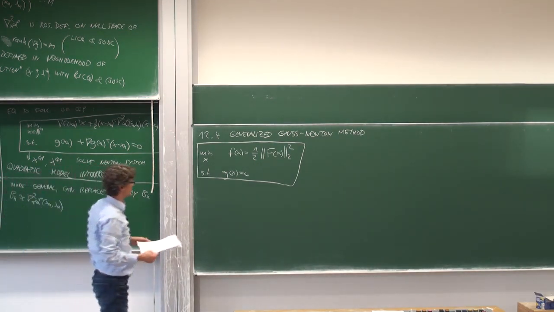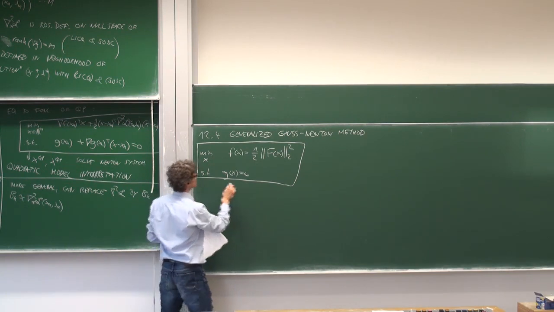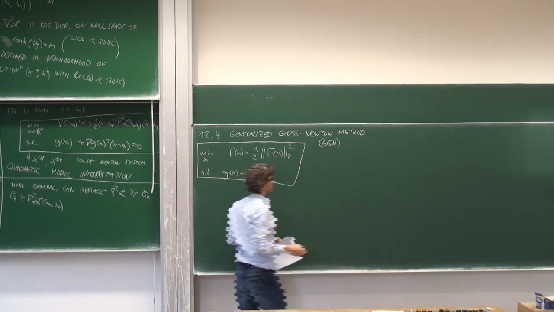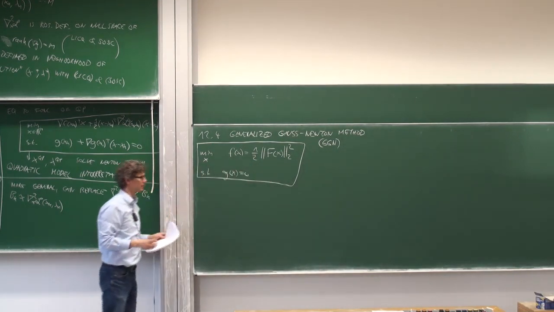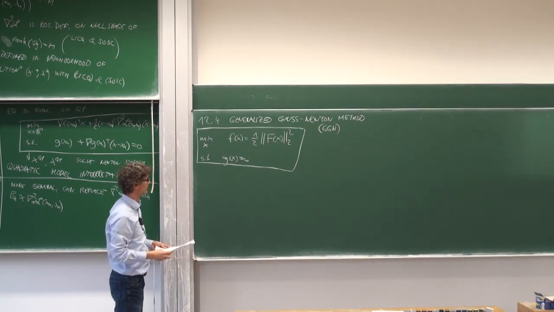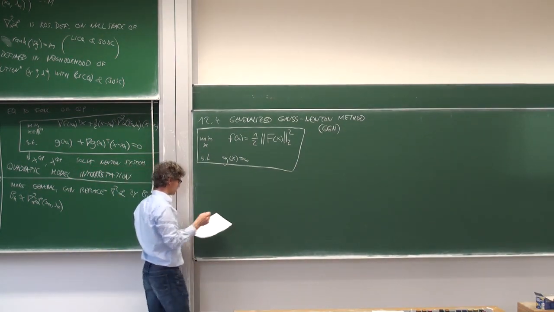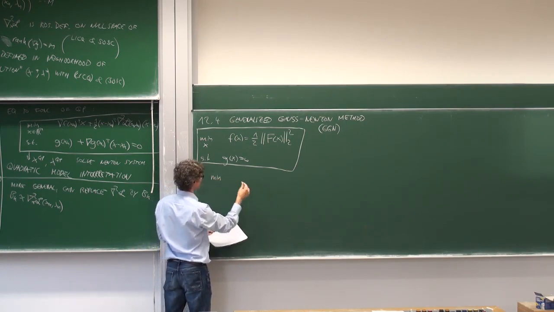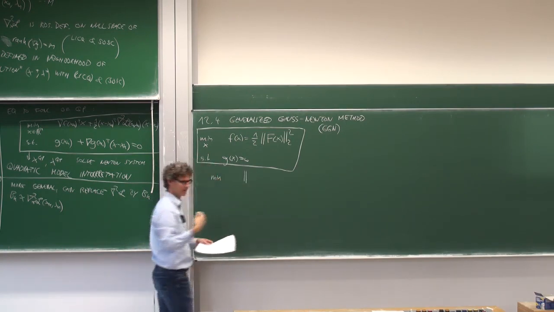So what the generalized Gauss-Newton method does, GGN, you just call it GGN. Sometimes it's also called constrained Gauss-Newton, but I think generalized Gauss-Newton is more often used, so I will correct that also in the current script. What this method does, it will actually solve in each iteration a linear quadratic version of the original problem.